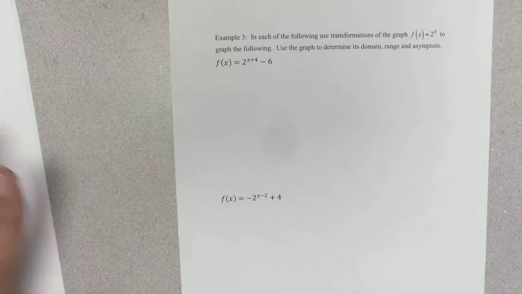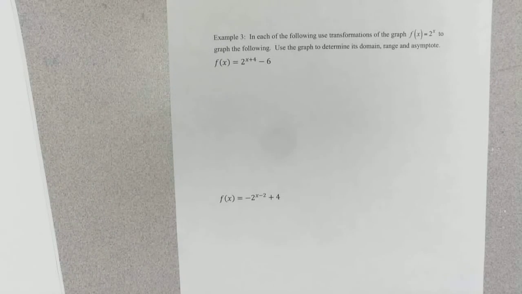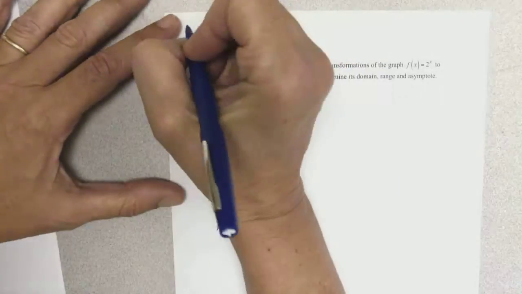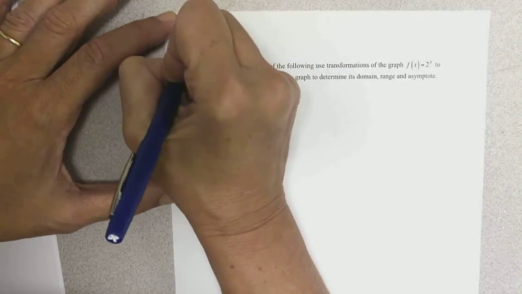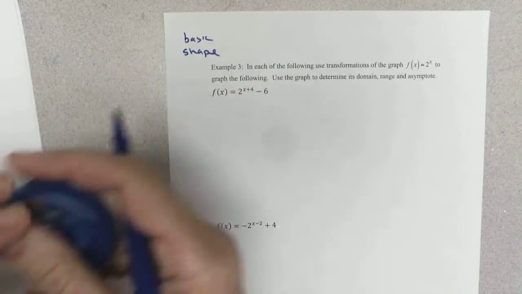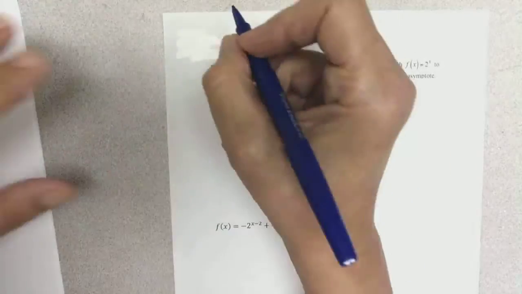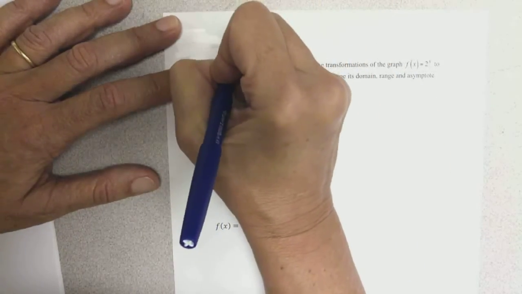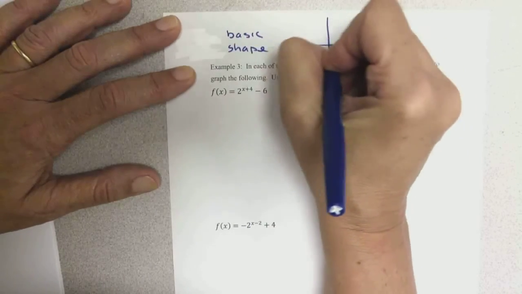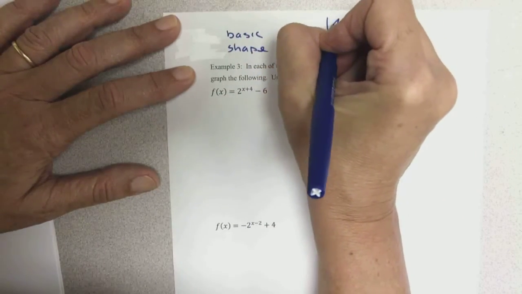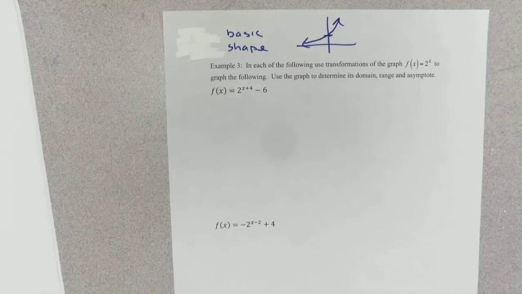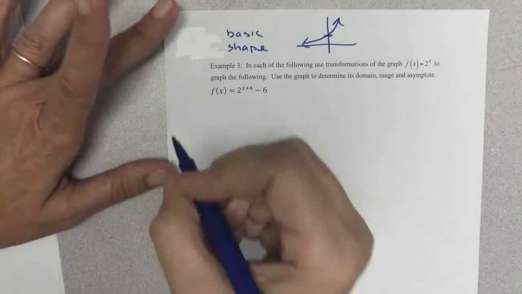Okay. In each of the following, use transformations of f of x equals 2 to the x to graph the following. Use the graph to determine the domain, range, and asymptote. So again, let's put up my basic shape, which a lot of books I've come to realize call the parent graph. I just like basic shape. So the basic shape is this. So we want to graph 2 to the x plus 4 minus 6.